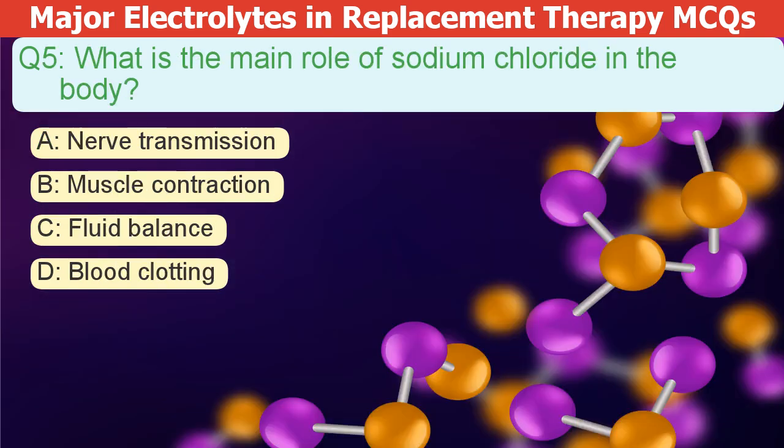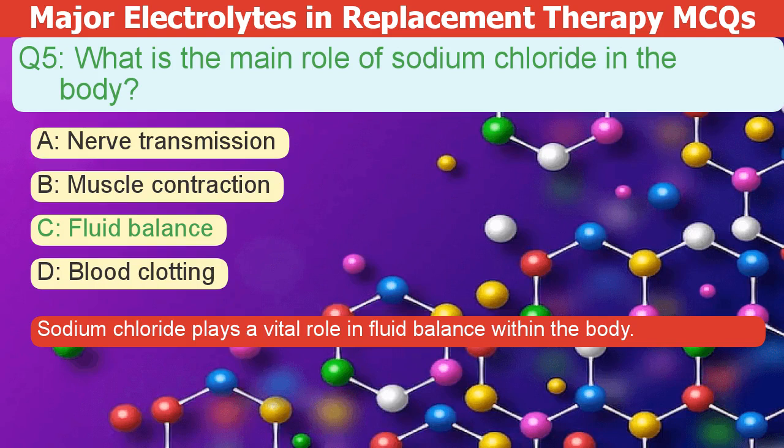What is the main role of sodium chloride in the body? A. Nerve transmission. B. Muscle contraction. C. Fluid balance. D. Blood clotting. The correct answer is C. Sodium chloride plays a vital role in fluid balance within the body.